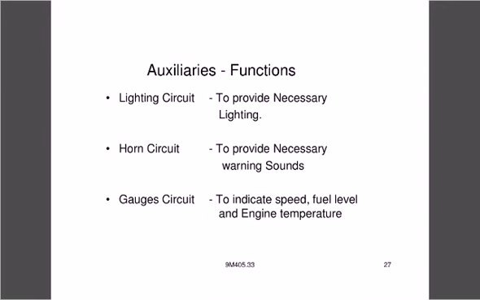This lighting circuit is used to provide necessary lighting for the vehicle. It may be the headlights or the lights in the passenger compartment. The next thing is the horn circuit. This horn is used to warn people or vehicles when the vehicle is moving on the roads. It is used to provide necessary warning sounds. And finally the gauge circuit. You might have seen the speedometer and fuel level indicator in any vehicle dashboard. This gauge circuit is used to indicate the speed, fuel level and the engine temperature.